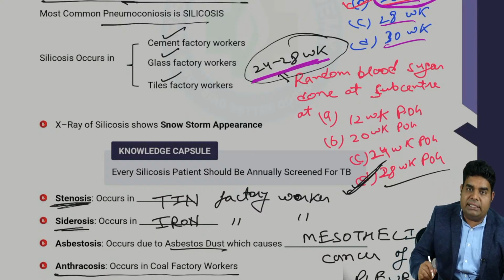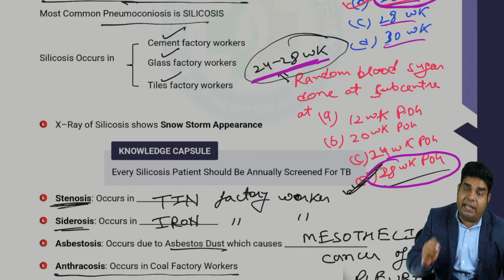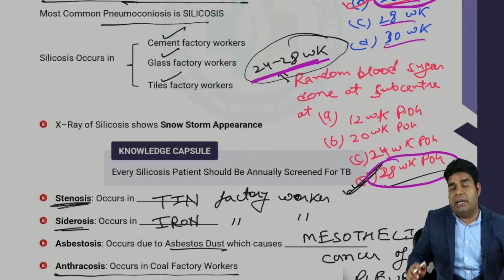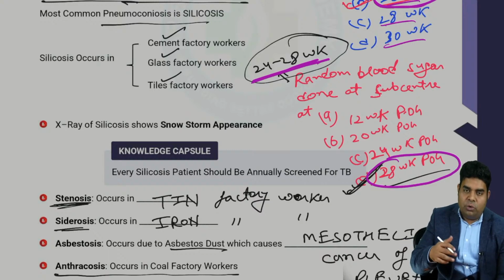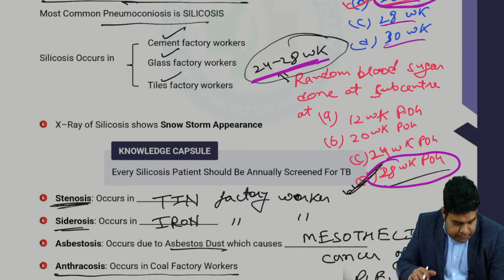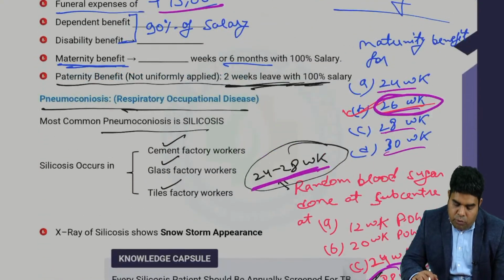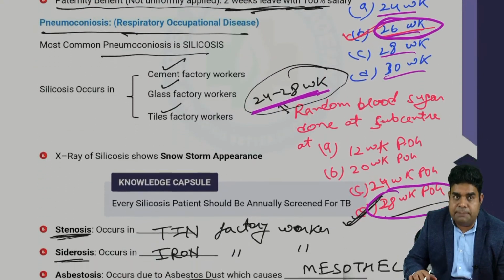But if they ask for one answer, you will answer 28 weeks, when we take a random blood sugar, because we are detecting gestational diabetes, which occurs due to pregnancy. So it is detected late in the second trimester. Okay. Now we will talk about respiratory occupational disease.